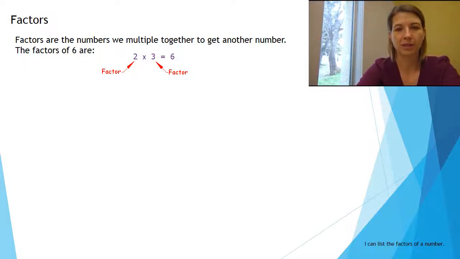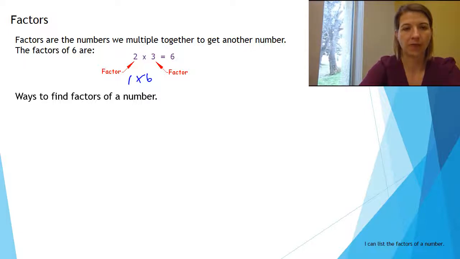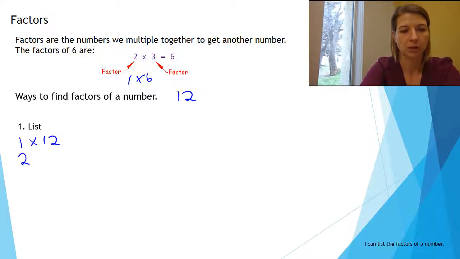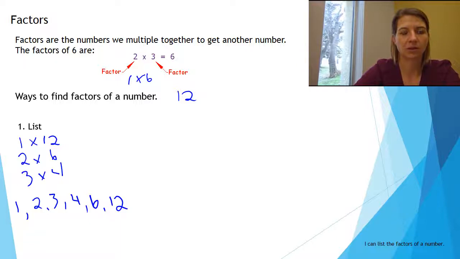Factors are the numbers we multiply together to get another number. Two of the factors of 6 are 2 and 3. Those aren't the only factors of 6 because 1 times 6 also equals 6. When you're listing the factors of a number, you want to list all of the factors. So let's try to see if we can find the factors of 12. One way is to make a list. Think of all the things that multiply together to give us 12. 1 times 12 equals 12. 2 times 6 equals 12. 3 times 4 equals 12. Then I can make a list. 1, 2, 3, 4, 6, and 12 are factors of 12.